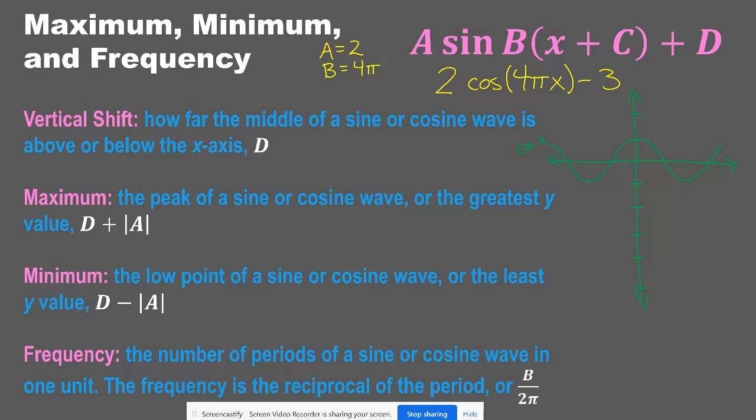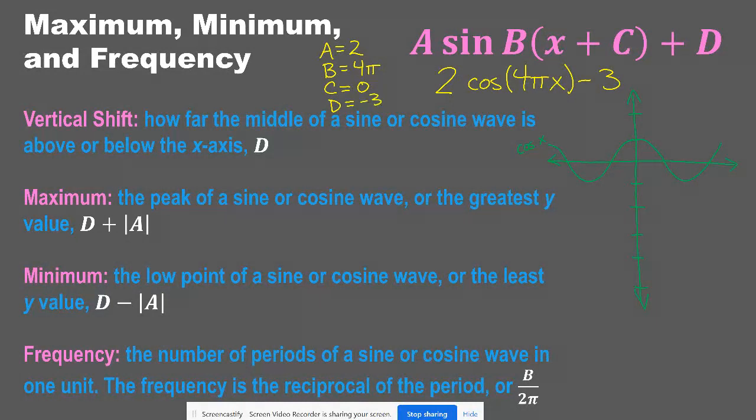C is what is being added or subtracted to the variable inside the sine or cosine function. I don't have a c. So technically C would be 0, but I just don't have one for this example because the C is not going to affect what we're talking about anyway. And then D is whatever is outside of the sine or the cosine that's added on or subtracted. And here the D is minus 3 or negative 3.